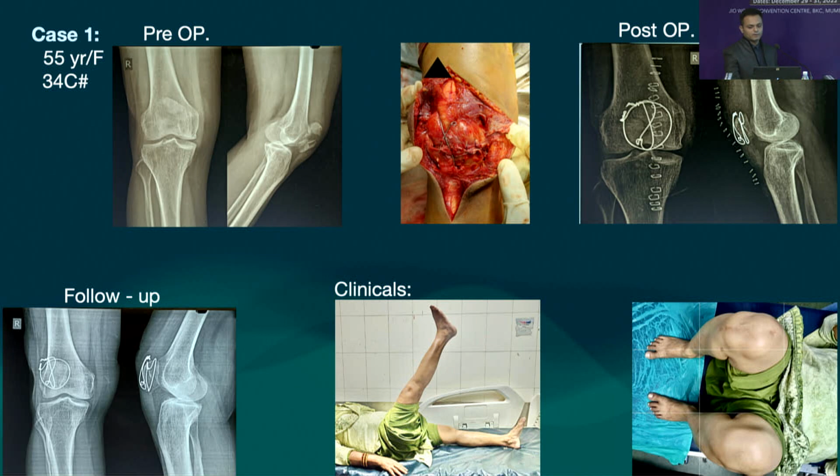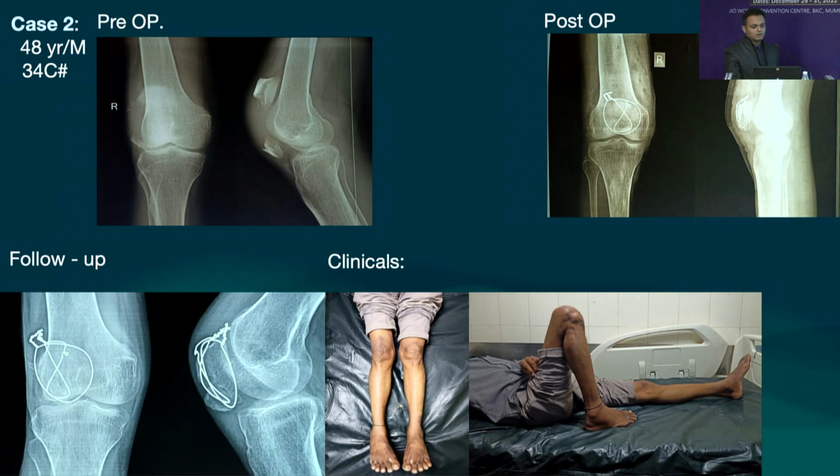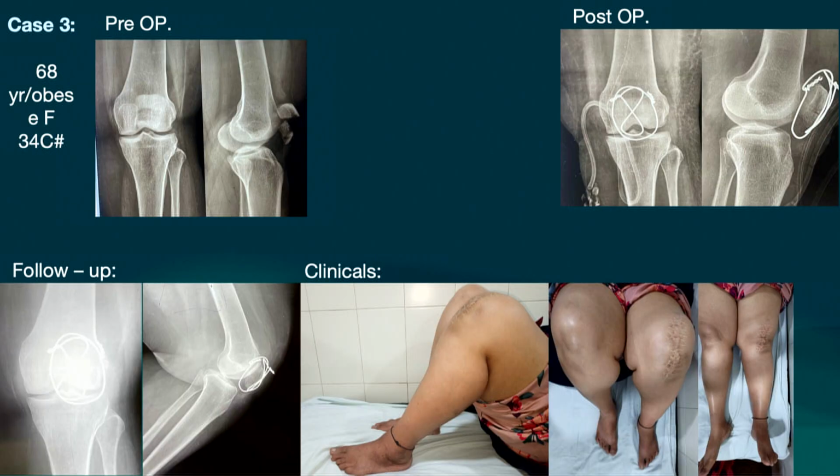This was the first case, a 55-year-old female with a 34-C type of fracture. We managed with this method, and at the end of 2 years the patient had a full range of motion, no complication or physical pain whatsoever. The second patient was a 48-year-old male with a 34-C fracture. We managed with the same method, and the patient had a complete ROM without any complication. The third patient was a 68-year-old obese female, managed with figure of 8 tension band wiring with encerclage. The patient had around 115 degrees of range of motion without any complications.